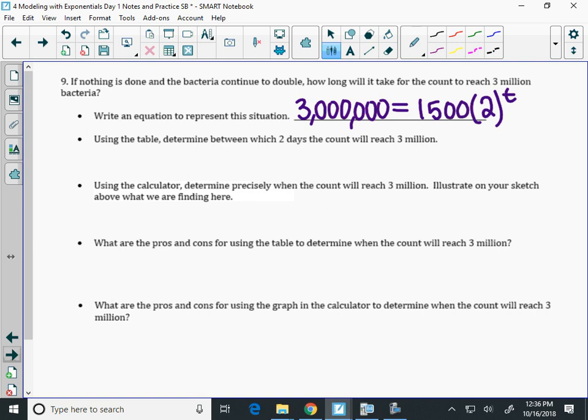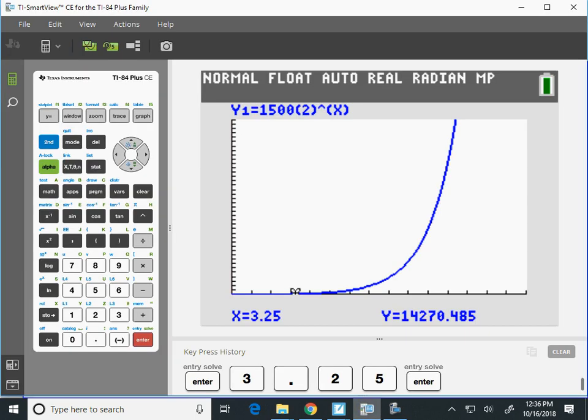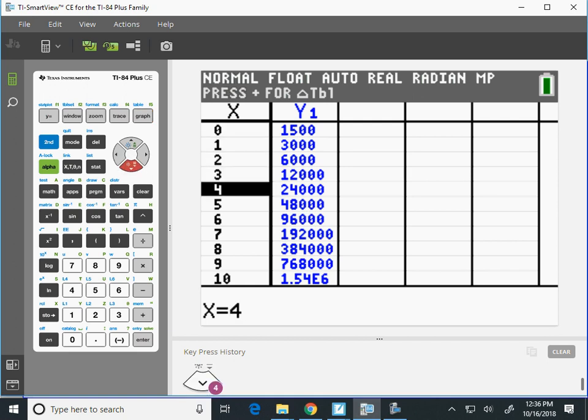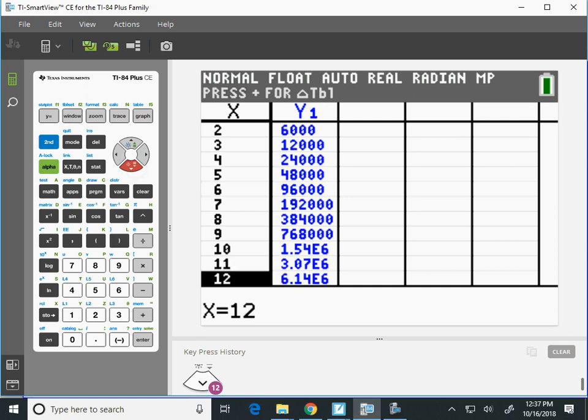It says let's use our table to estimate the number of days. So back on our calculator, we go to the table. Second table. Now, we need to look at the y values here to figure out when you get to about 3 million on your y. So you need to scroll through your table until you see around where 3 million is going to be. It is between 10 and 11. How do you know, like, what does that mean again?